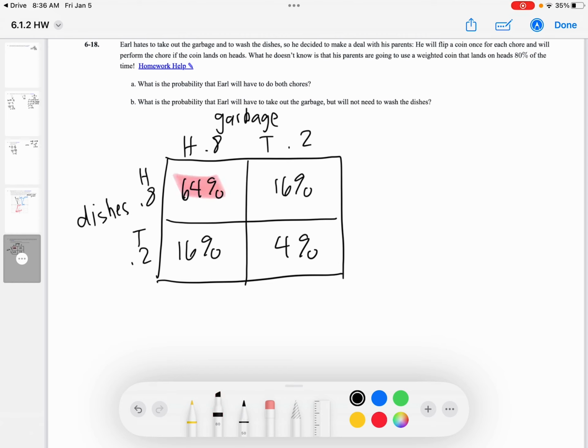And what is the probability that he will have to take out the garbage, but will not need to wash the dishes? So garbage, heads on garbage, tails on dishes, so that's going to be 16%.